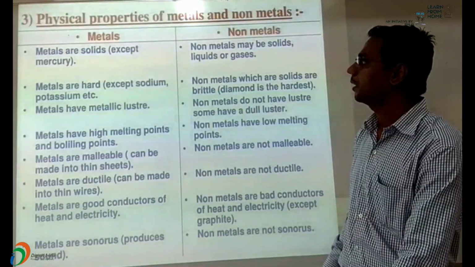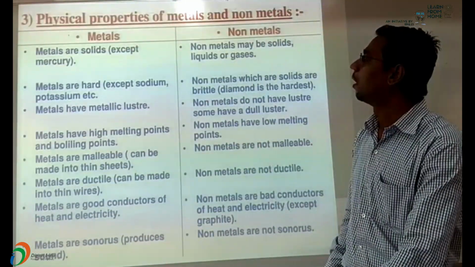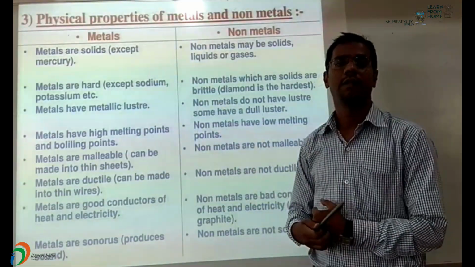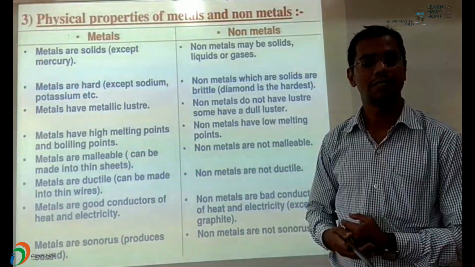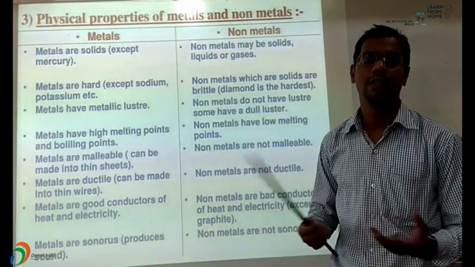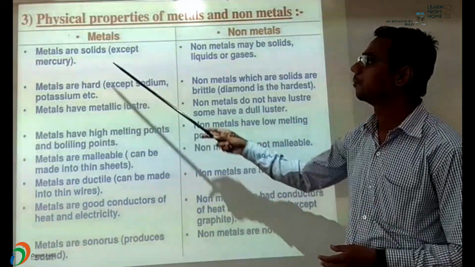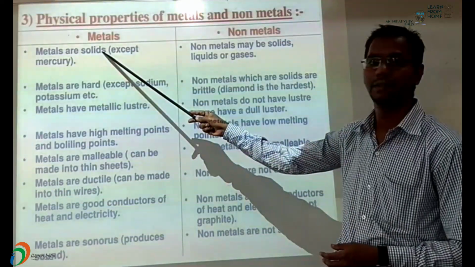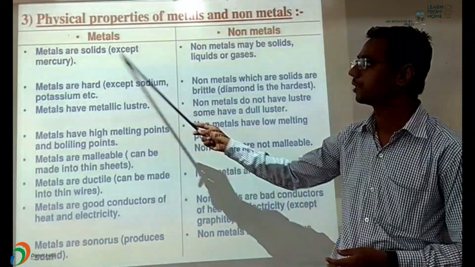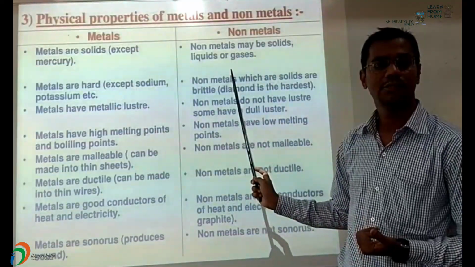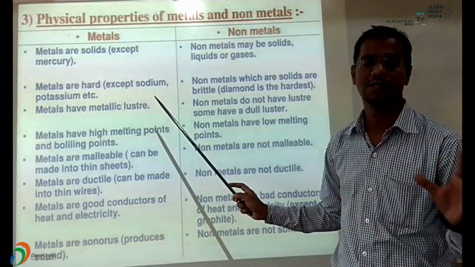Next, physical properties of metals and non-metals. Okay, so already we know that metals, non-metals are there, they are different, they react differently with different elements. So what is the difference between these? Metals, they are solid with some exception, mercury. Non-metals, they can be solid, liquid or gases. Already we learned in the last lecture.